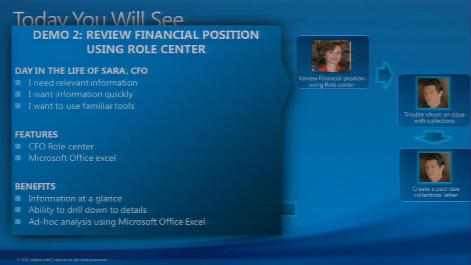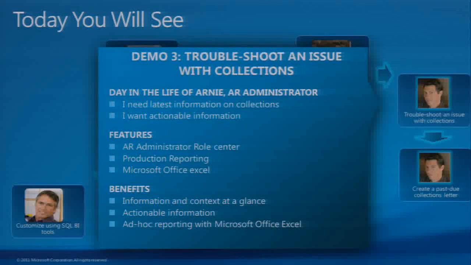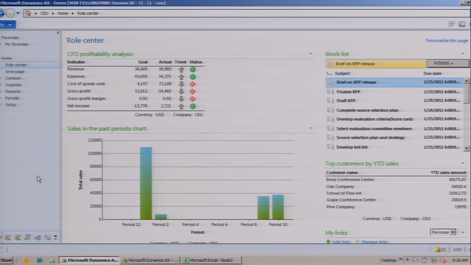We have kind of a companion demo. Sarah's going to find information that she wants additional detail for, so we're going to bring Arnie into the picture and ask Arnie to look into details behind Sarah's request, looking at Arnie's role center and then connecting to an analysis cube using Excel. So David, you're going to start as the CFO. CFO is going to find a problem, and then you're going to, again, show Arnie, who's an accounts receivable person, sort of digging into the details.